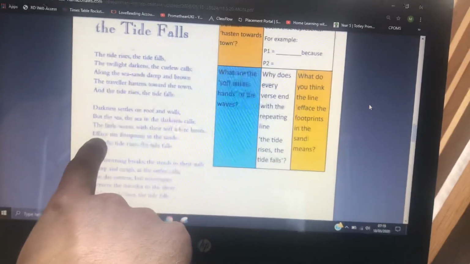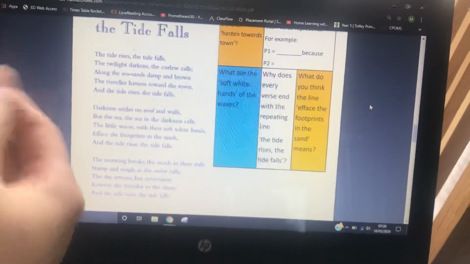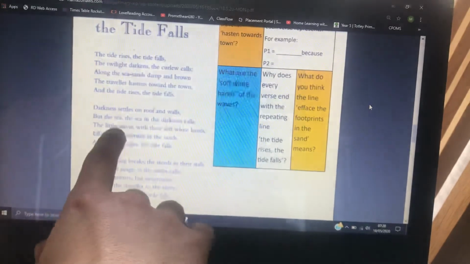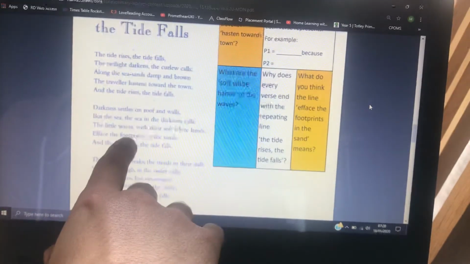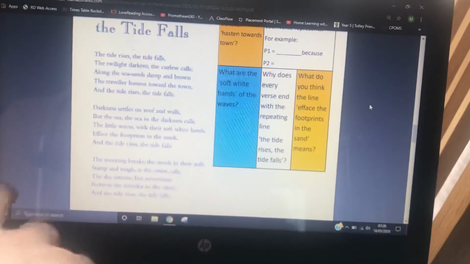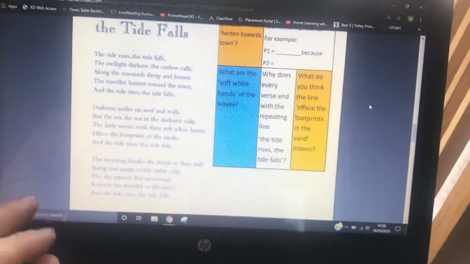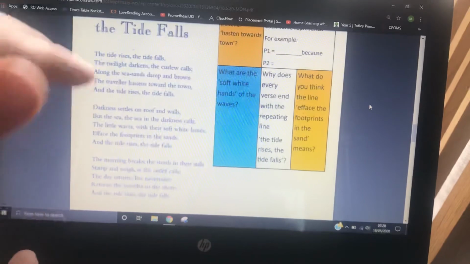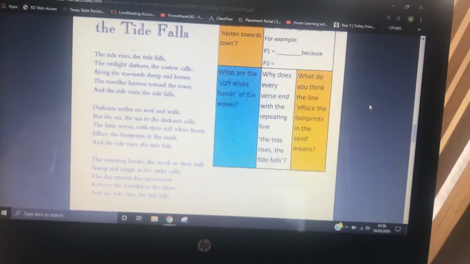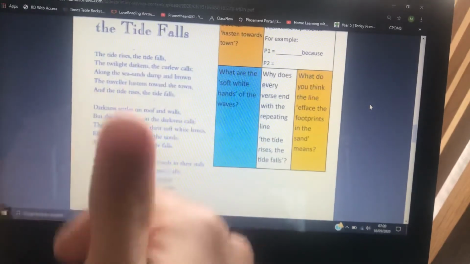So, it's here, look. Now, I don't know if you know what efface means, but I don't expect you to. Let's have a read. The little waves with their soft white hands efface the footprints in the sand. So there's footprints in the sand, the tide is rising and falling, as we know, and the little waves do something to the footprints in the sand. You could have a guess and say, well, maybe it gets rid of them then. Okay? So efface is to get rid of them, to rub them out, to clean them. And what are the soft white hands of the waves? Well, that'll be the foam that appears on the crest of the waves, isn't it?